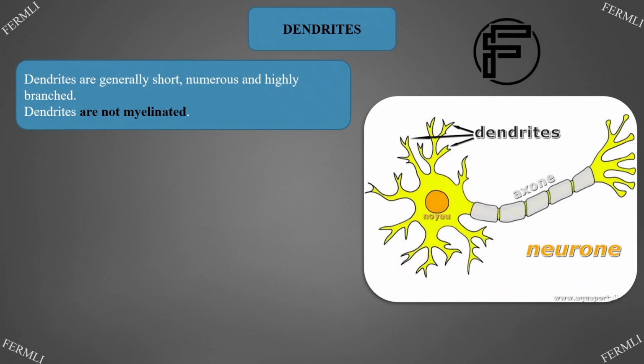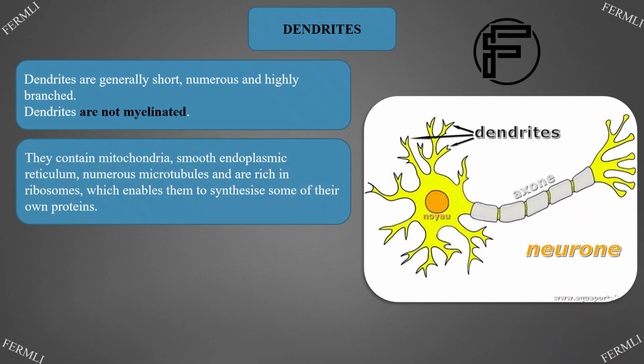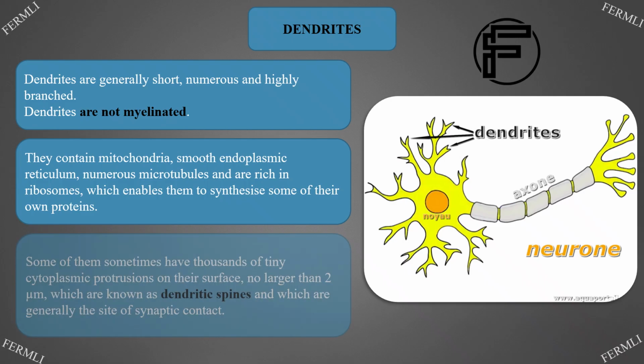Dendrites. Dendrites are generally short, numerous and highly branched. Dendrites are not myelinated. They contain mitochondria, smooth endoplasmic reticulum, numerous microtubules and are rich in ribosomes, which enables them to synthesize some of their own proteins. Some of them sometimes have thousands of tiny cytoplasmic protrusions on their surface, no larger than 2 µm, which are known as dendritic spines, and which are generally the site of synaptic contact.